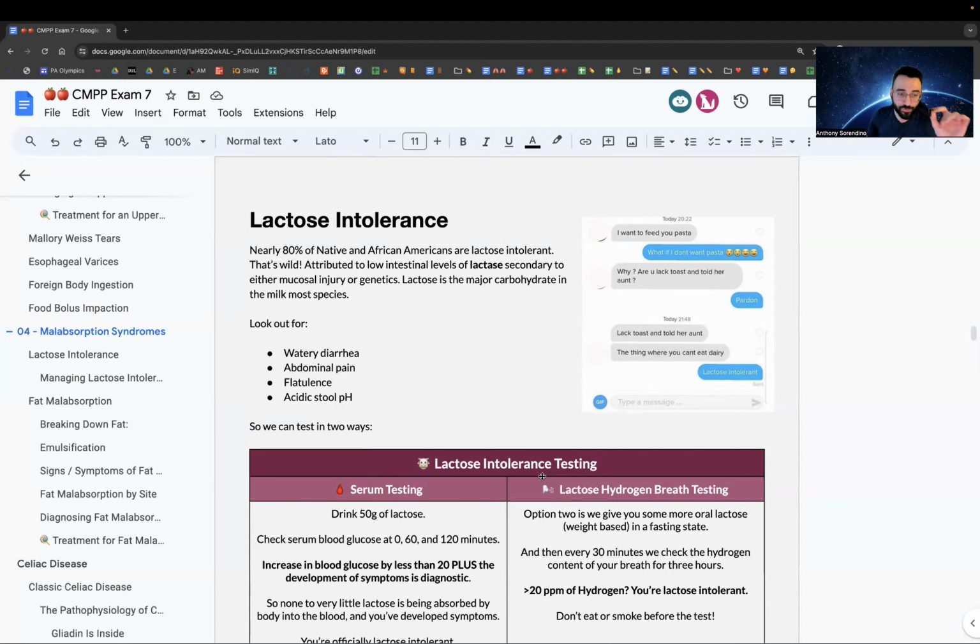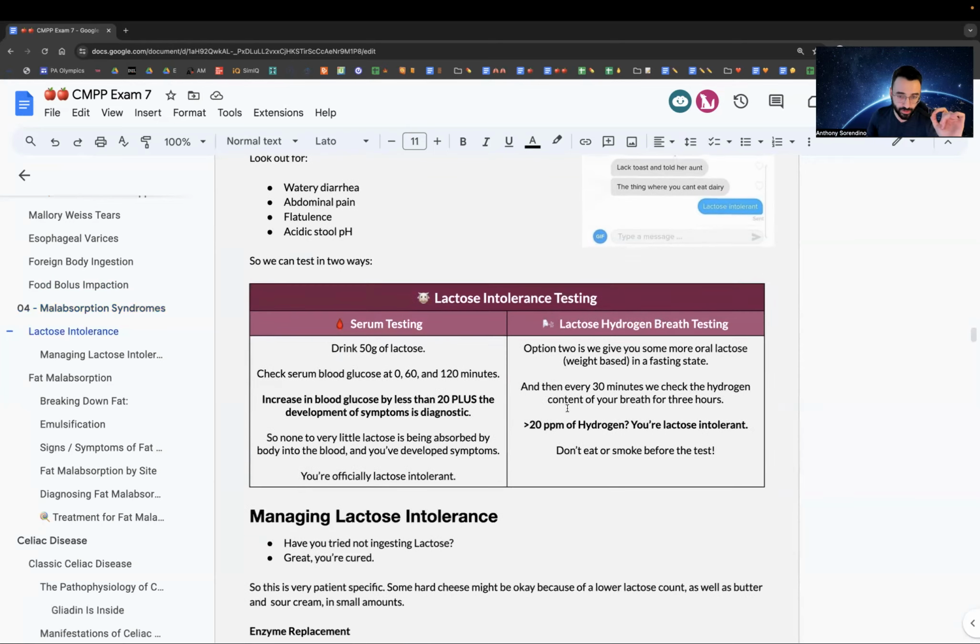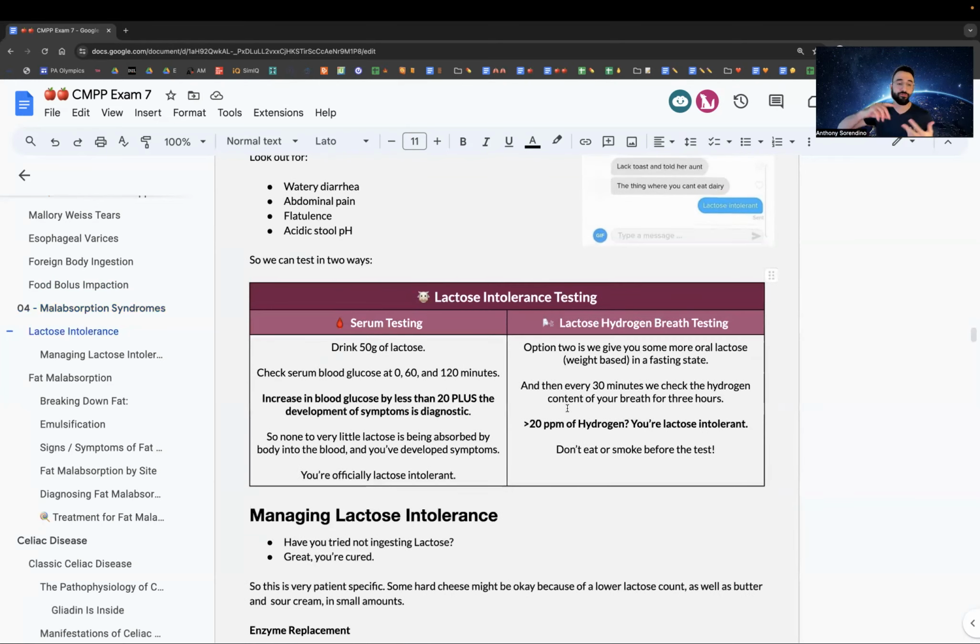Okay, we can test for this in two ways. There is the serum testing. So what do we do? We have them drink 50 grams of lactose, and then we check a blood glucose right now, in an hour, and at 120 minutes. If their blood glucose increases by less than 20, then they are lactose intolerant.